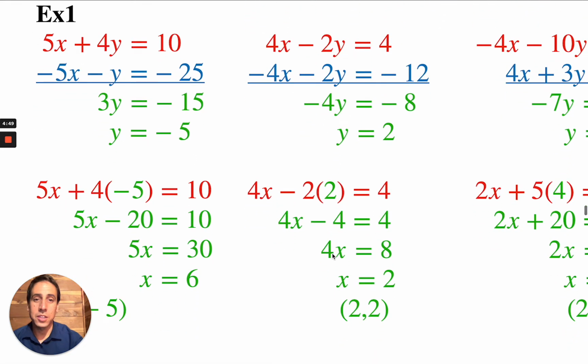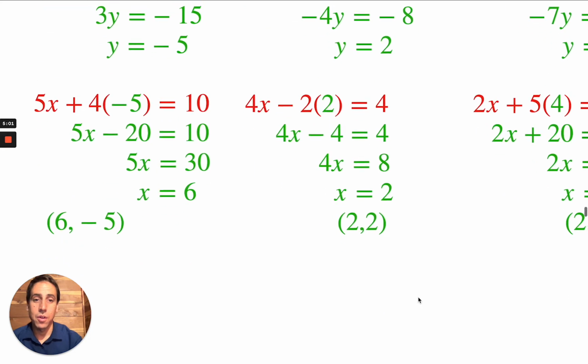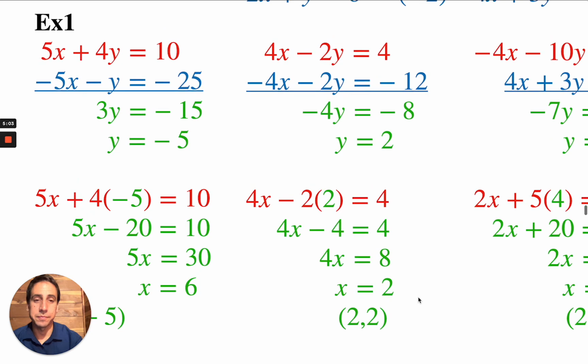Do the multiplication, undo the subtraction, undo the multiplication, and x is equal to 2. So I'm going to list it out. If x is equal to 2, y is equal to 2, you can often just present your solution as this, 2 comma 2. That's what x and y are equal to. That's awesome.